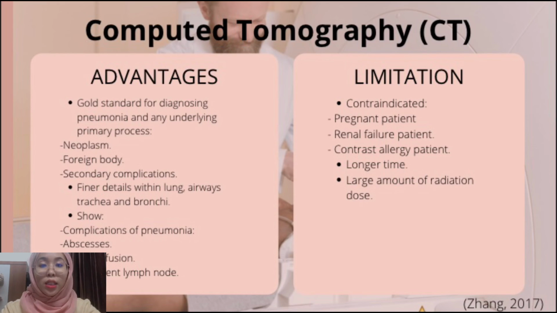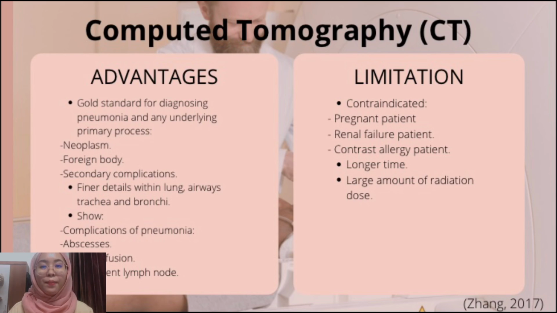The second modality is CT scan, which is computed tomography. For the advantages of CT scan, it is the gold standard for diagnosing pneumonia and the underlying primary process. This is because it can show neoplasm, foreign body, or any secondary complications. It also can show the finer details within the lungs, airway, trachea, and bronchi. Besides, it also can show complications of pneumonia, abscesses, pleural effusion, and enlargement of lymph nodes. For the limitations of CT, it is contraindicated for pregnant patients, renal failure patients, and contrast allergy patients because some of the examinations might use contrast media.